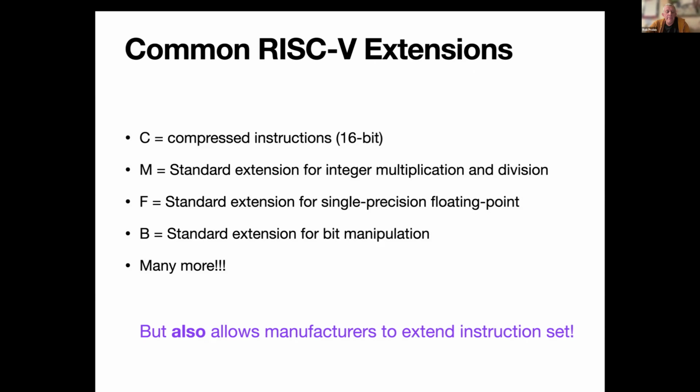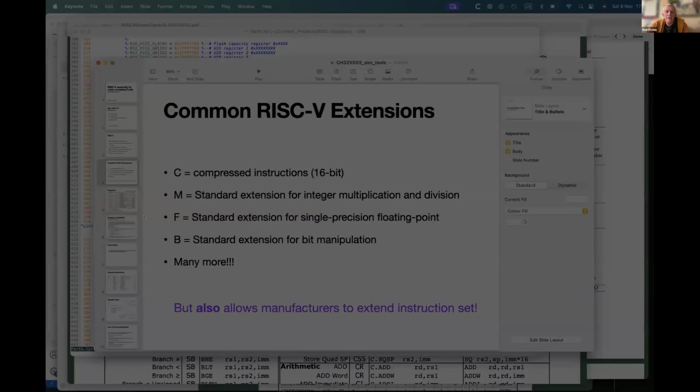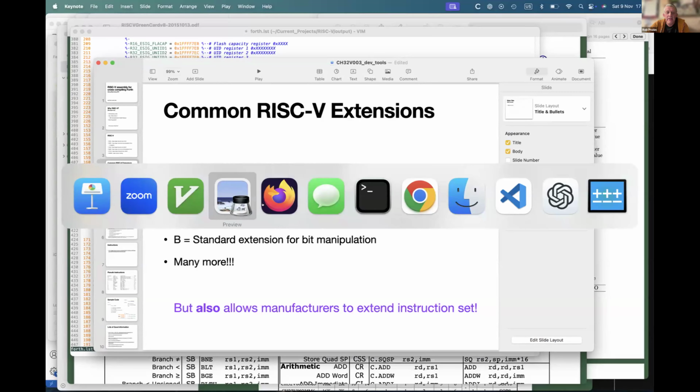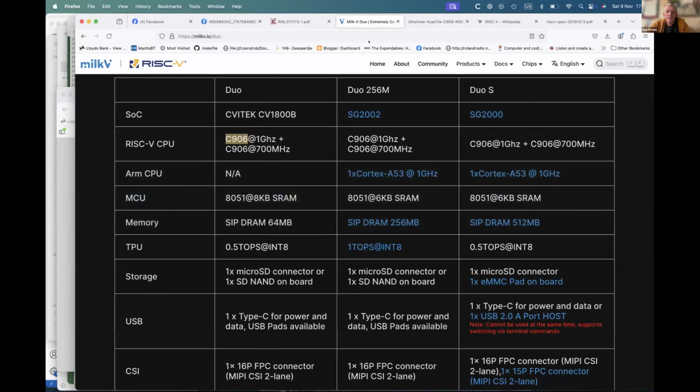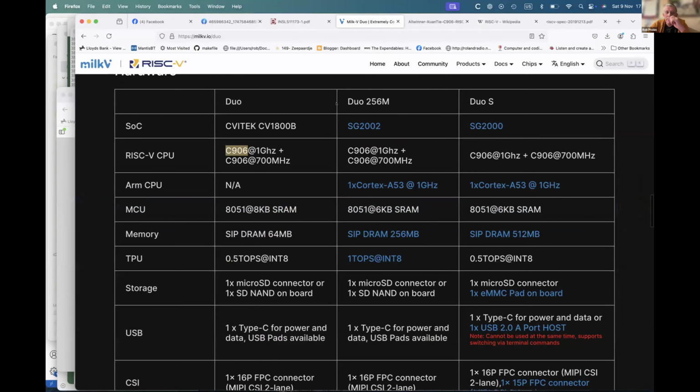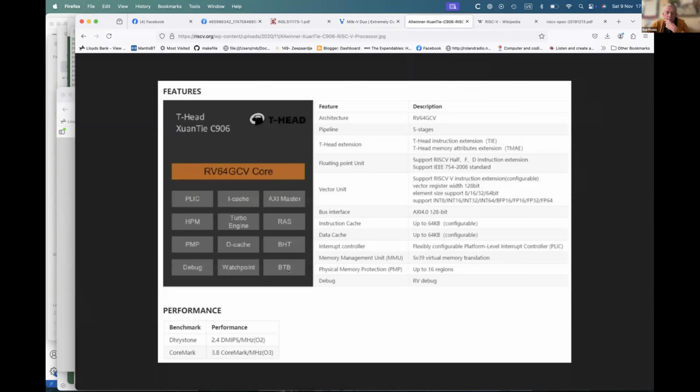So, in fact, before I go here, let me just switch and talk about Peter's core. So Peter, I think on these Milky cores, we're using this 906 core. So this is the 906. It's got GCV, and it also notes, for instance, it's got the F and the D instruction sets and the V instruction set, which is where this V comes from.